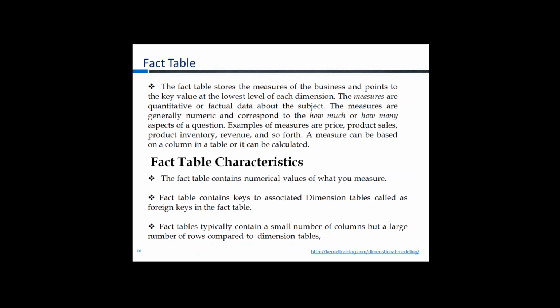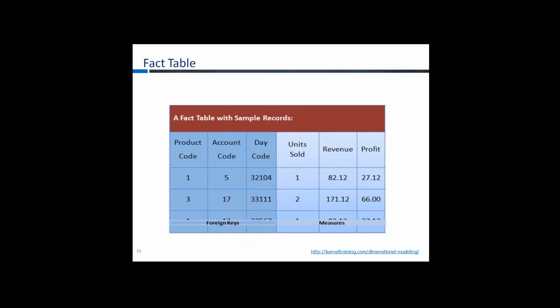So this is how the data is distributed among dimension and fact tables, and how the columns are structured. This is one sample of a fact table. The first 3 columns, product code, account code, day code, are foreign key columns from their respective dimension tables. And the last 3, units sold, revenue, profit, are the measures.